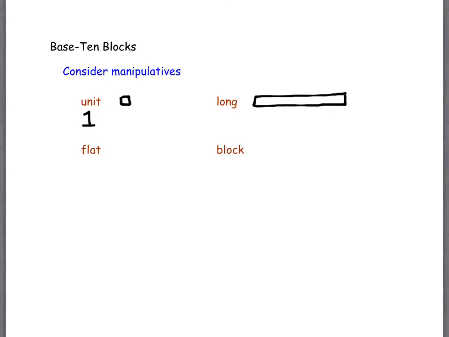All right, the next one is a flat. So a flat takes a long, and it makes it 2 dimensions instead of just 1 dimension of length.